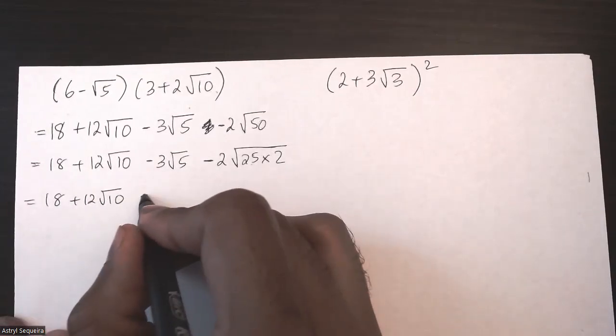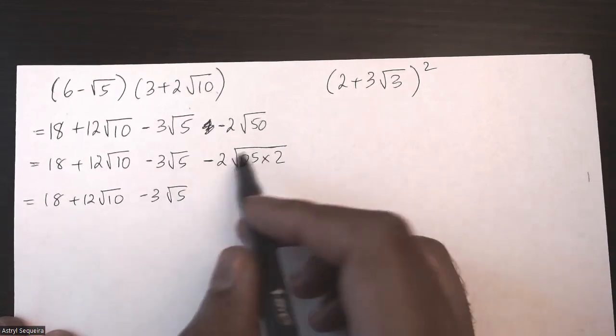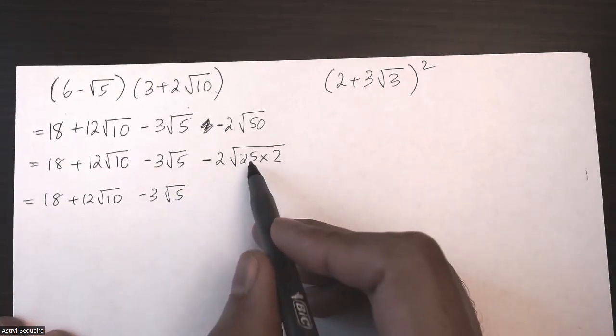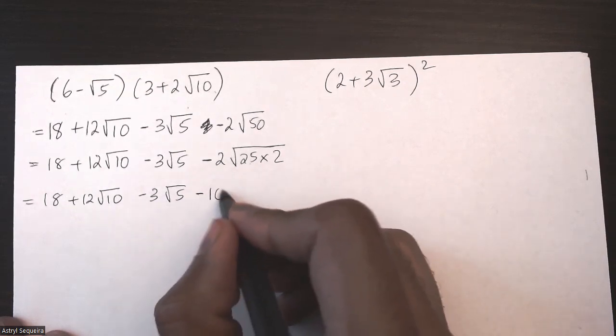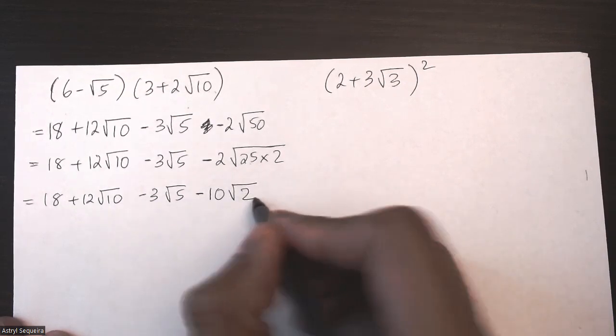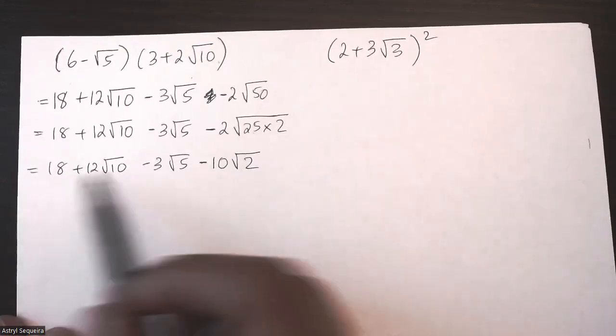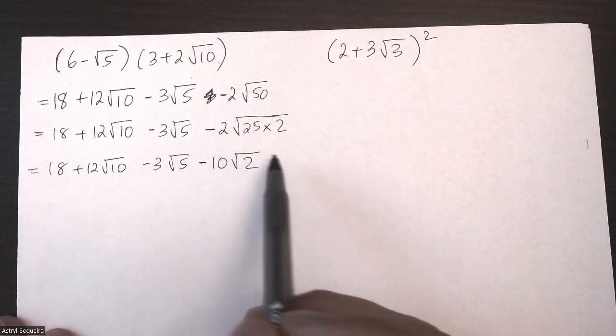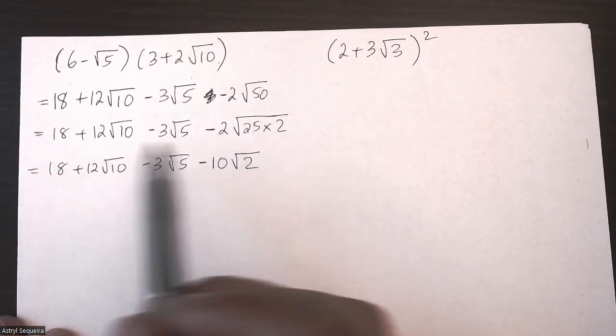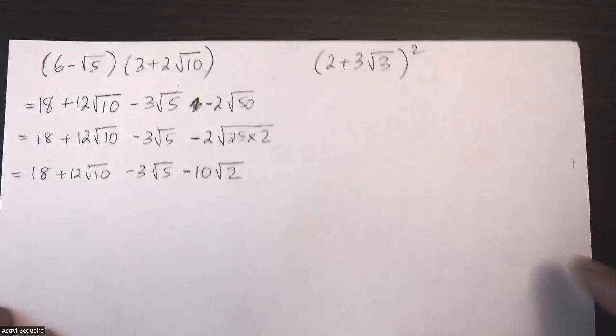All right, the initial equation is the same, and now I'm going to simplify this over here. So square root of 25 is 5, and 5 times negative 2 is just negative 10 root 2. And then you would try to combine like terms if possible, but in this case, there are no like terms. So this is just my final solution.